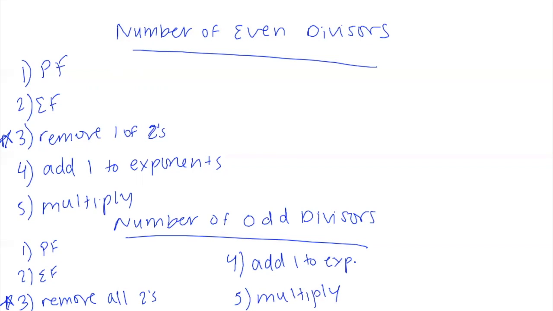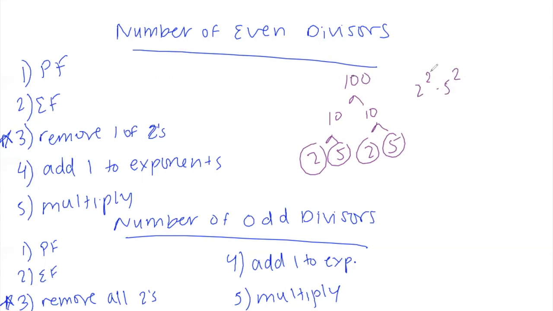So we'll go over 2 examples, or one of each. So for even divisors, we have 100. When we factor that, we get 10, 10, 2, 5, 2, 5, and then we get 2 squared times 5 squared. So here, when we want to find the number of even divisors, we're going to get rid of one of the 2's. So this 2 becomes 2 to the first instead of 2 squared. Now let's add 1 to all the exponents. So 1 plus 1 is 2, 2 plus 1 is 3. Multiply them together, you get 6. Does that make sense? Okay.